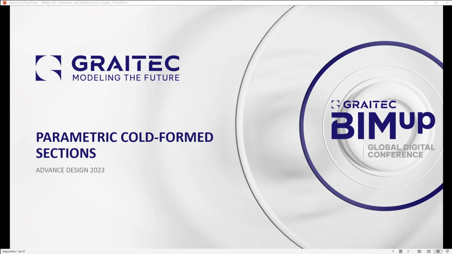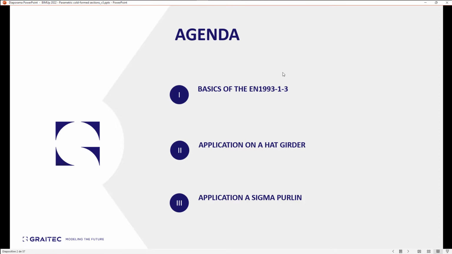Hi everyone, and welcome to this session, which will be about parametric cold-formed sections in Advanced Design 2023. Parametric means that they can be defined by the user, and together we will first recall the basics of Eurocode 3 Part 1.3. Then we will do an example on a hat section, that you may also call omega section. It will be a beam element, a girder exactly, so it will be a member subjected to compression and bending. And then we will do another example on a different section.